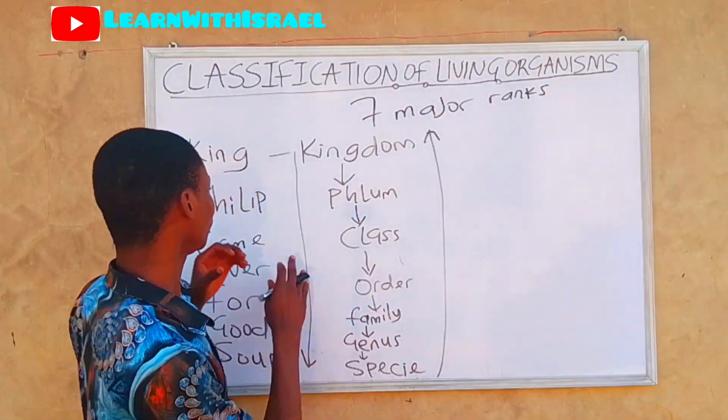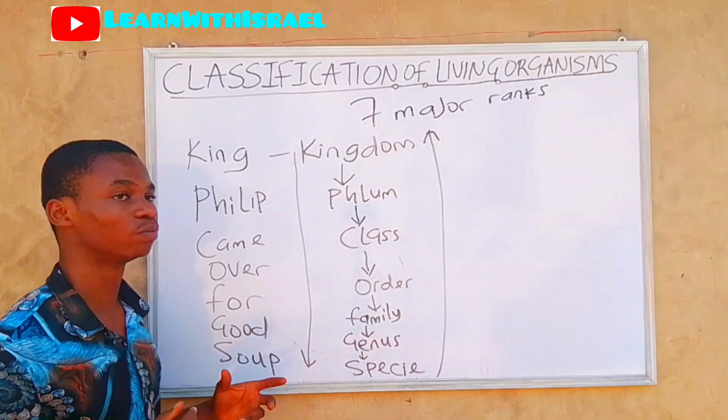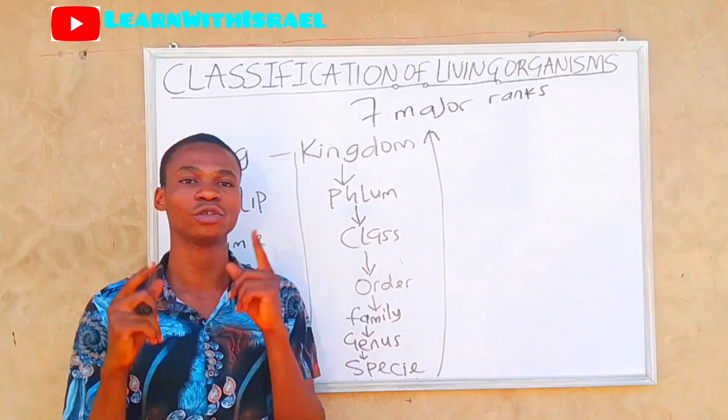So now, this is the mnemonic to master it. King Philip came over for good soup.